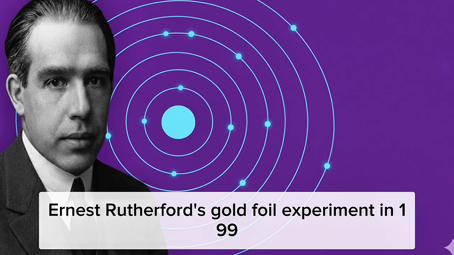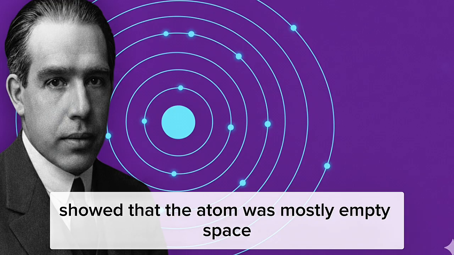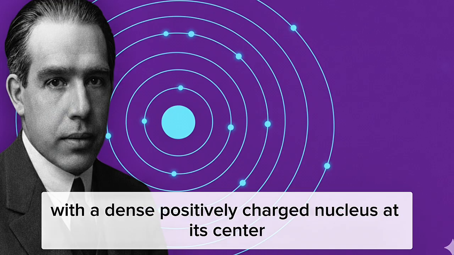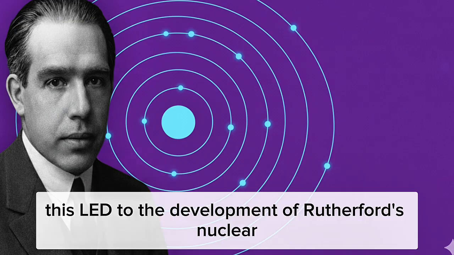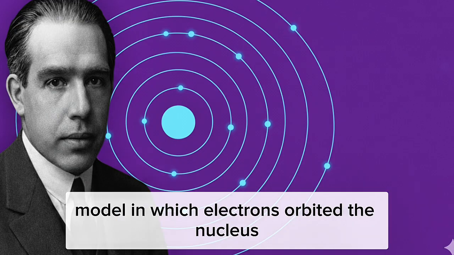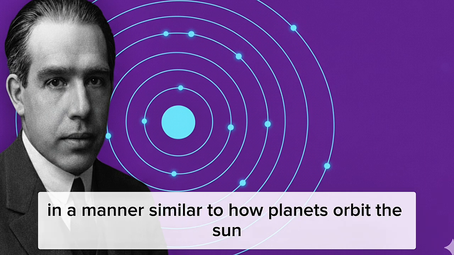Ernest Rutherford's gold foil experiment in 1909 showed that the atom was mostly empty space with a dense, positively charged nucleus at its center. This led to the development of Rutherford's nuclear model, in which electrons orbited the nucleus in a manner similar to how planets orbit the Sun.